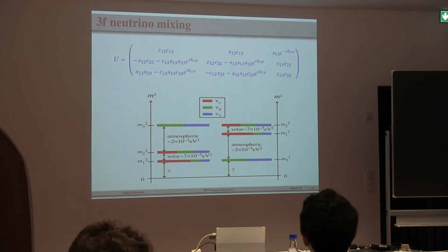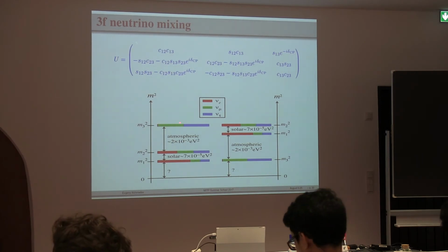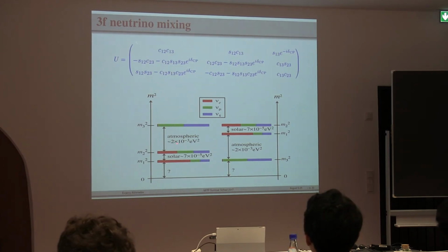Okay, so what we can see here is the following. In the case of the normal mass ordering, the heaviest mass eigenstate is composed of nearly equal amounts of muon and tau neutrino, with a small component of the electron neutrino. In the inverted ordering, this state is here. It's exactly the same composition, but it is the lightest one.